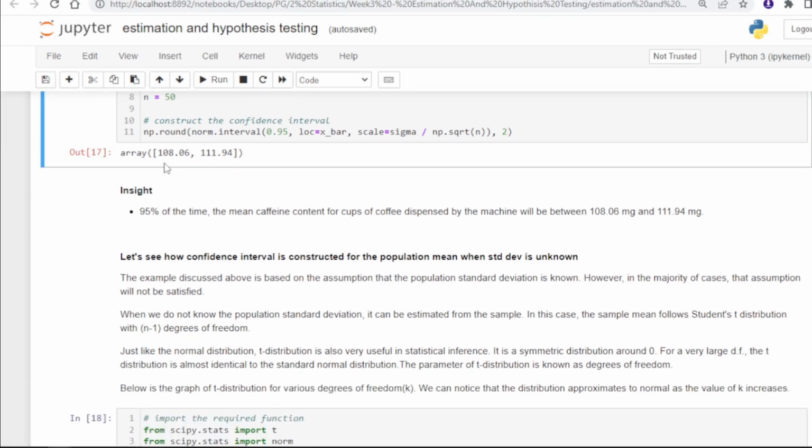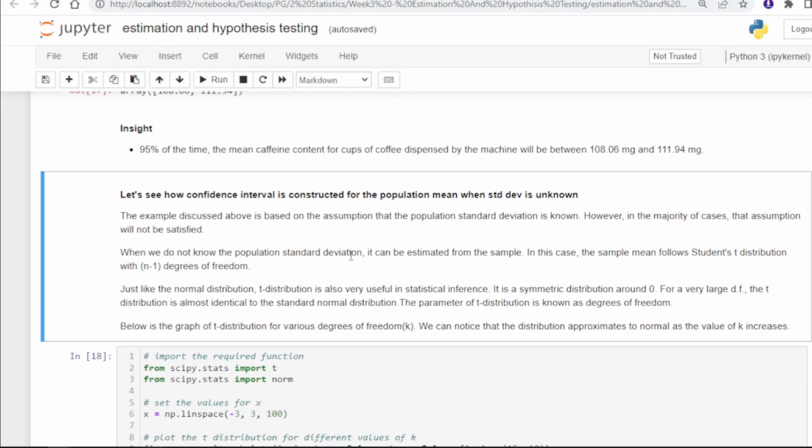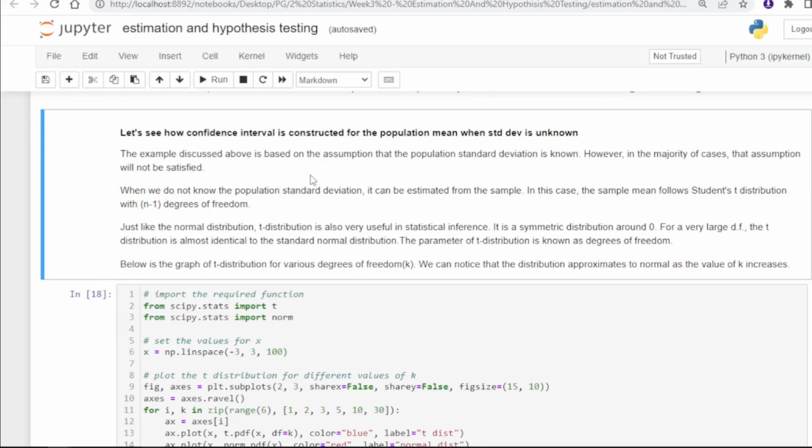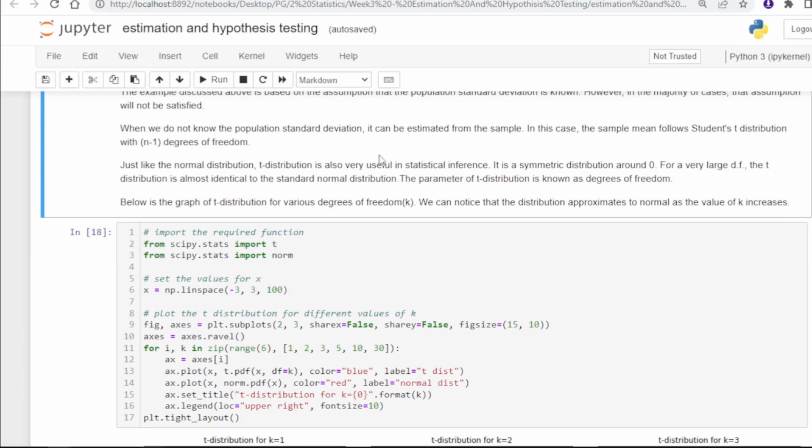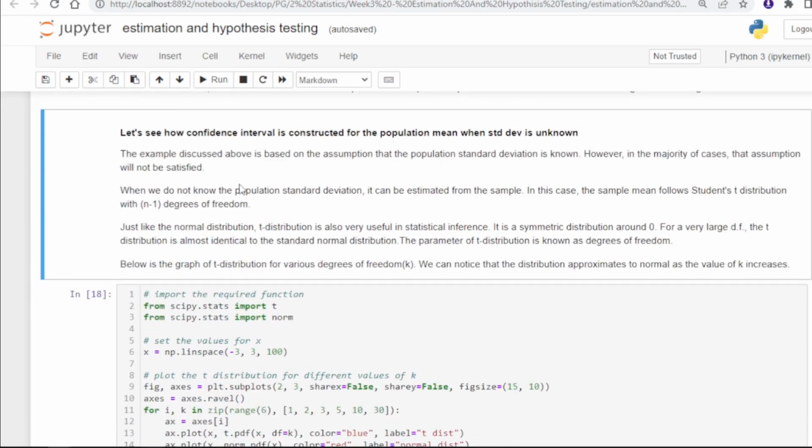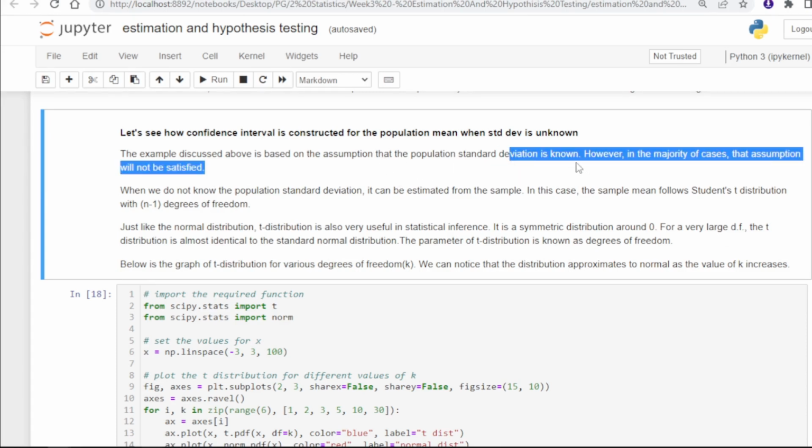What it is saying is that 95% of the time the mean caffeine content for cups of coffee dispensed by the machine will be between 108.06 mg and 111.94 mg. So that is how a confidence interval is constructed for the population mean when the standard deviation is known. The above example is based on the assumption that the population standard deviation is known.